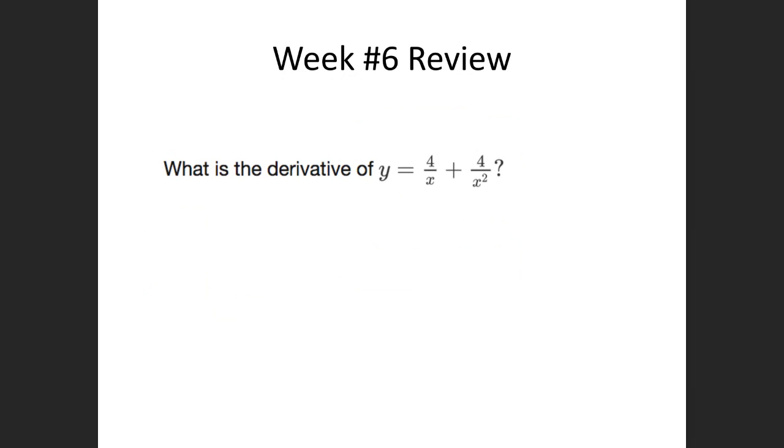If we had something like this, I would rewrite this as, oops, again, I need to turn my marker on, 4x to the negative 1 plus 4x to the negative second. So the first thing I do is I always rewrite the problem. And then after I rewrite it, then I take the derivative. So I use the power rule. So that gives me negative 4x to the negative second plus negative 8x to the negative third. So that was basically a real quick review of last week's material.